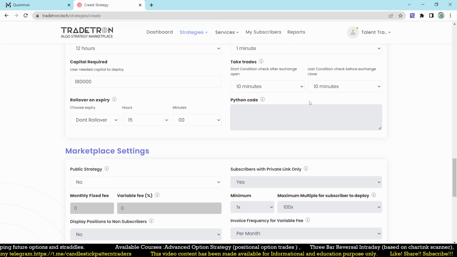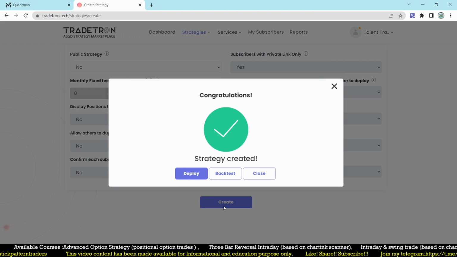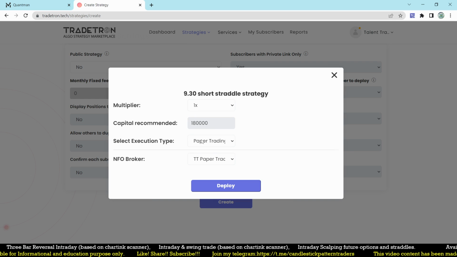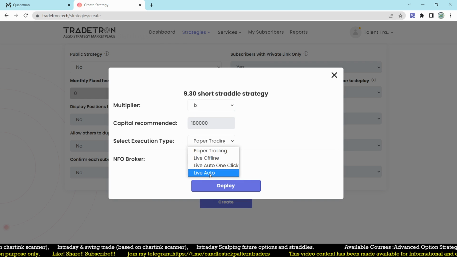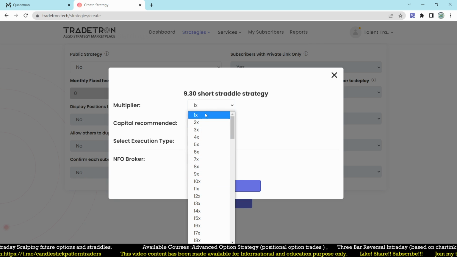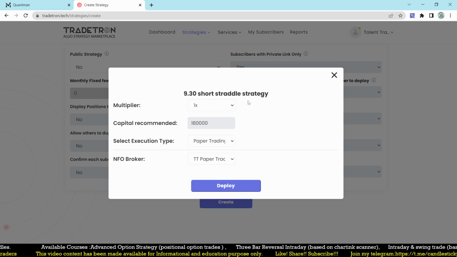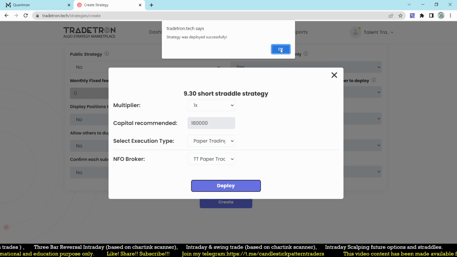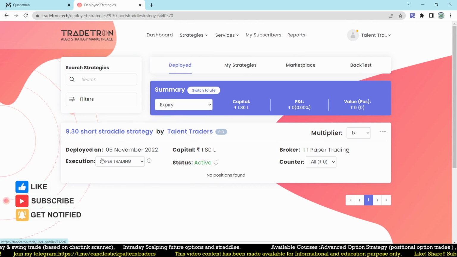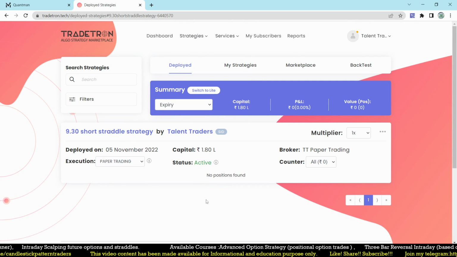So all other things are right. You can create the strategy, and once it is created, I'm going to deploy it. Either you can deploy in live trade, live offline or live auto. I'm just going to apply it in a paper trade with a 1x or 2x lot size also. You can fix this 930 short straddle which we have created on Tradetron Algo Trading, and it may help you to make trades. This is what I'm expecting from the strategy, and it will automatically take a trade by tomorrow, and keep continuing wherever the conditions are met. It's based on algo trading.